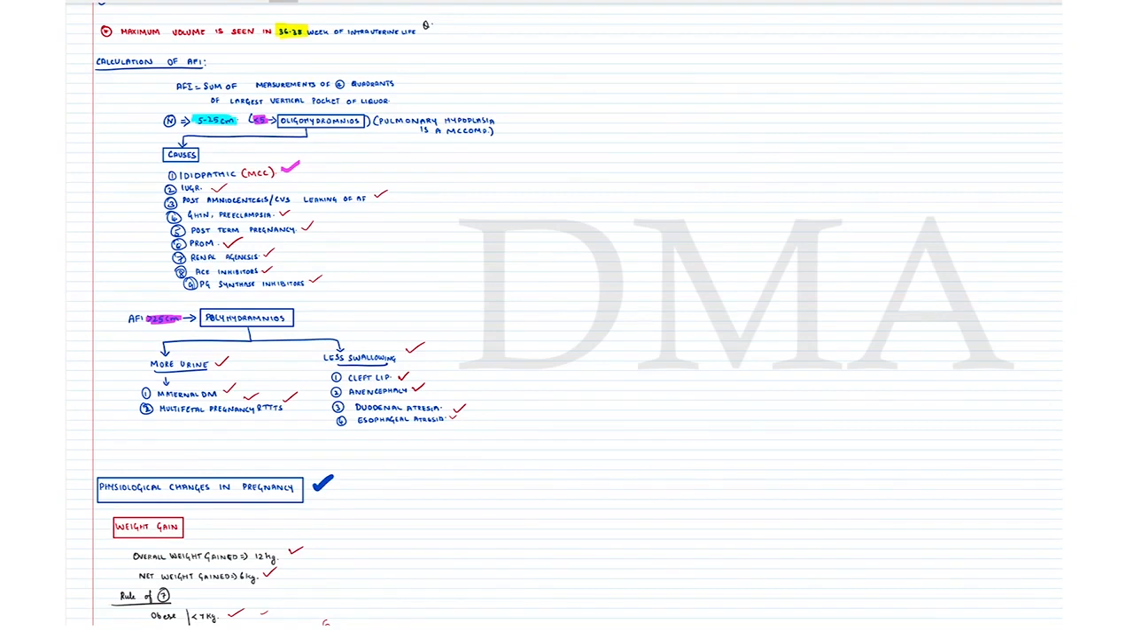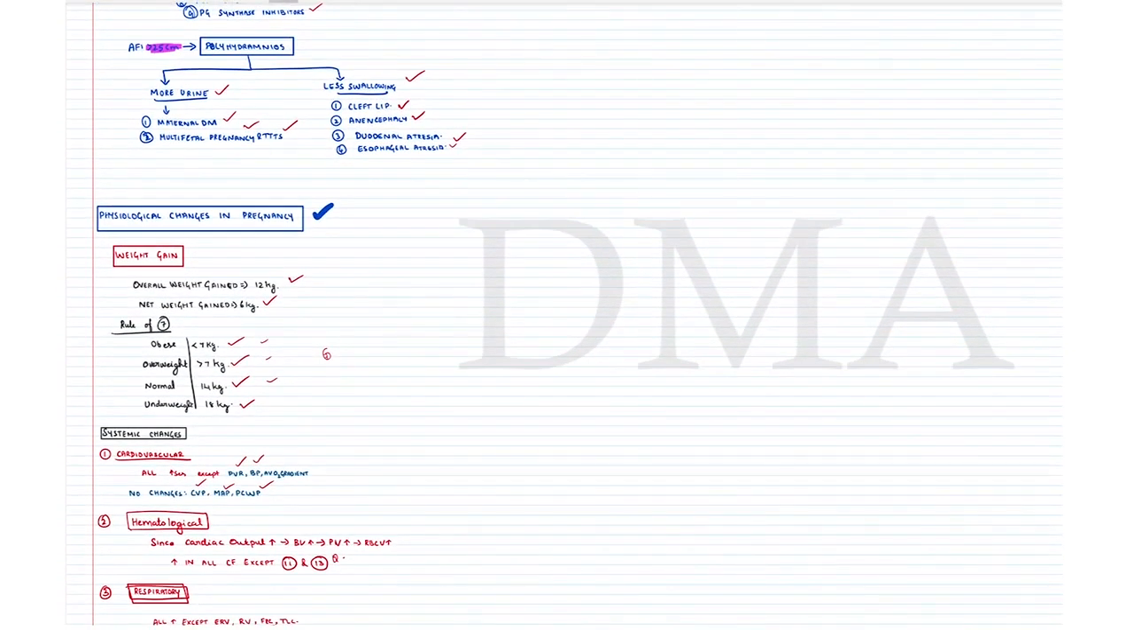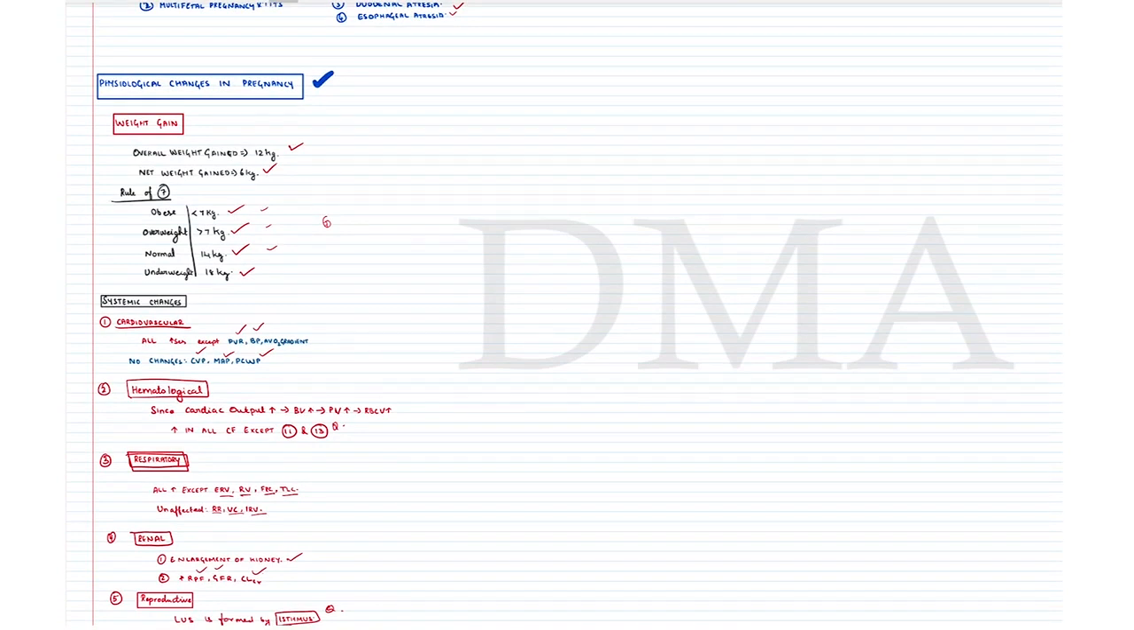And in anencephaly, the most common presentation you will see is face presentation. Physiological changes in pregnancy: you will see the weight gain and supine hypotension syndrome, that is compression of the IVC. Then you have your cardiovascular changes. What are the changes you will see? PVR decreases, BP decreases, and your oxygen gradient decreases.